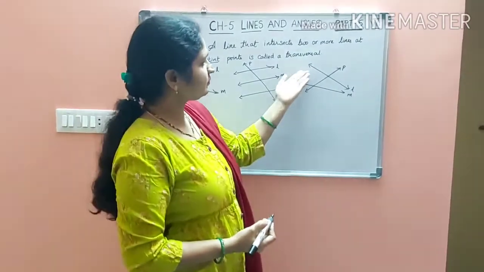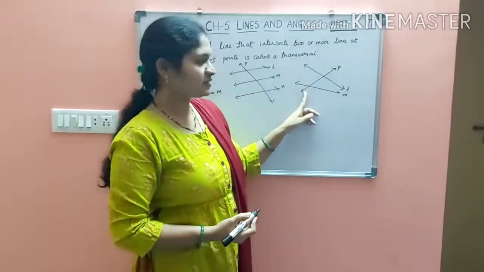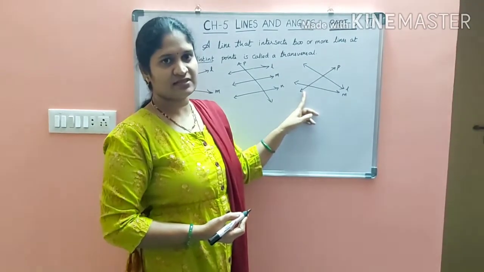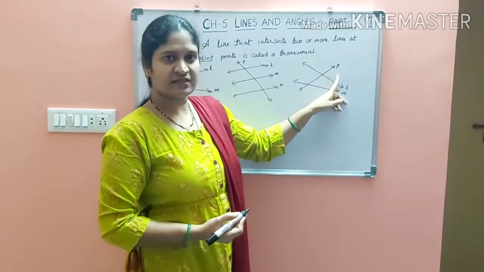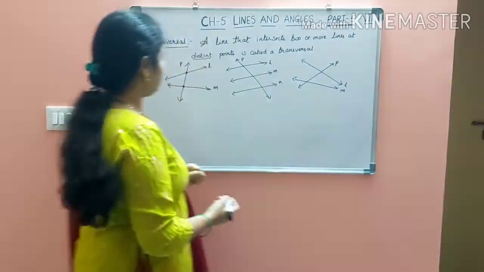Coming here, L is a line and M is a line. Again P passes through these two lines at distinct points. Clearly we can say that P is the transversal for the lines L and M.